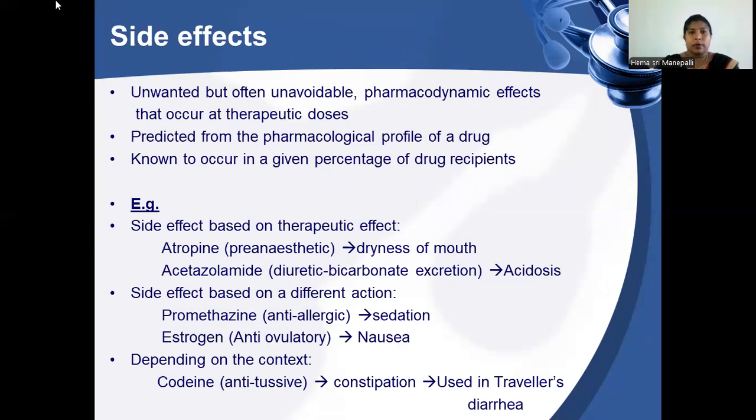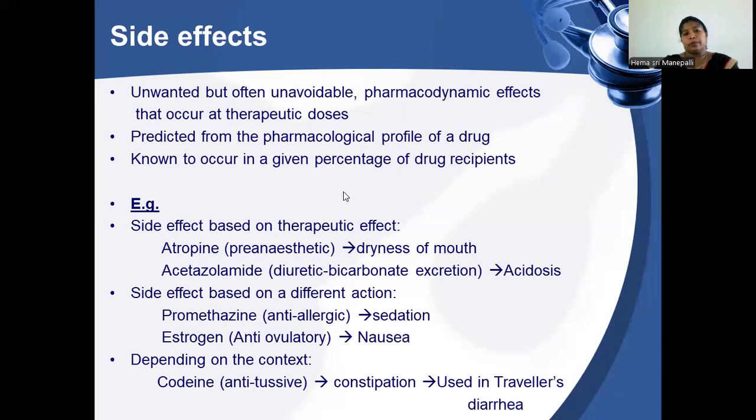Next one, what is meant by side effects? Side effects are unwanted but often unavoidable, so we can't avoid this type of effects. They are pharmacodynamic effects that occur at therapeutic doses. They can be predicted from the pharmacological profile of a drug. It's known to occur in a given percentage of drug recipients.